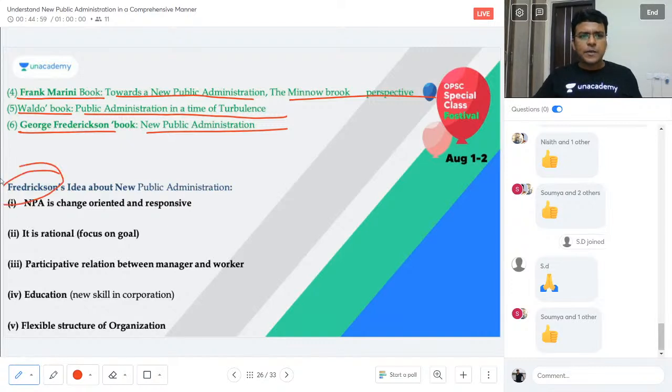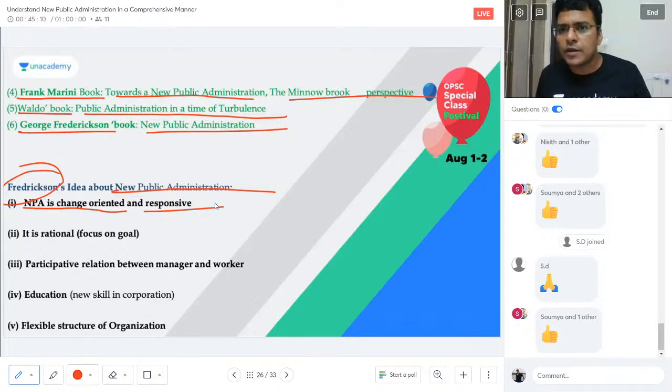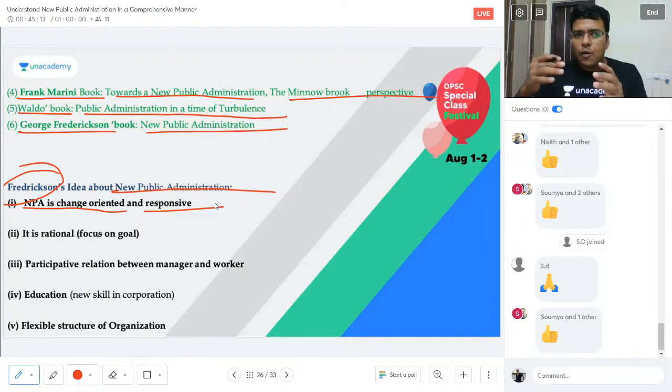After that, here is the theorist Frederickson. What did he say about public administration? He said that NPA is change-oriented and responsive. Just understand: change-oriented means NPA wants change. That means the existing structure should be changed, the rigid bureaucracy should be changed. And responsive means you should be responsive and sensitive towards the problems of people. Instead of sitting in your office every day, you should go meet people, reach them and solve their problems.